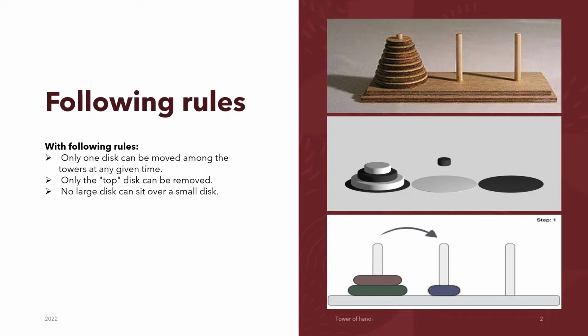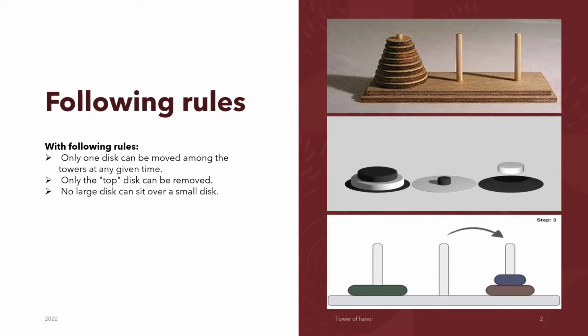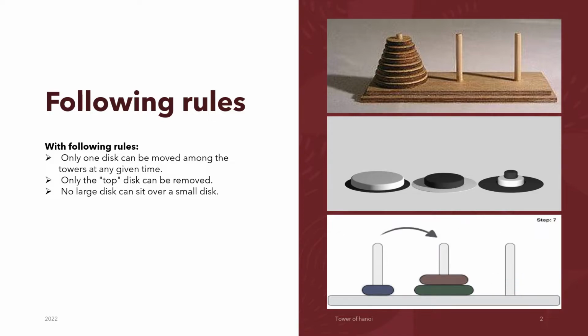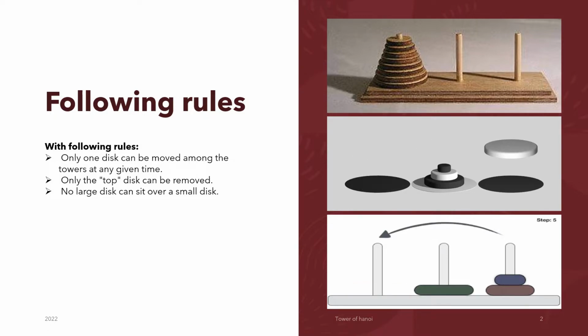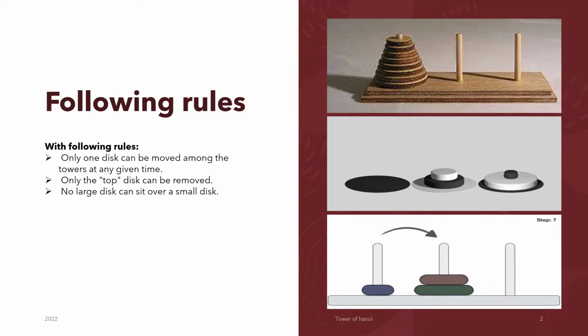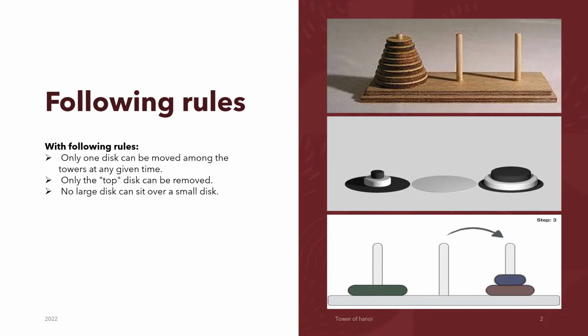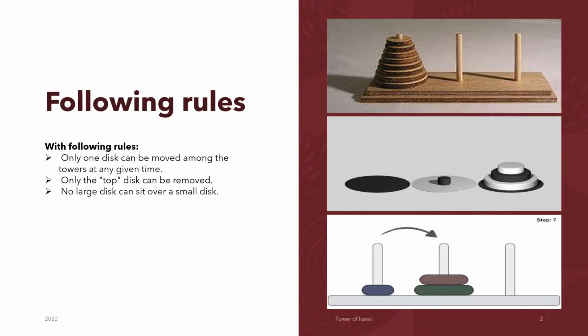Only one disk can be moved among the towers at any given time, so we cannot move two or more disks at a time. Only the top disk can be moved, so on a rod we can only move the disk at the top position to another rod, and no larger disk can sit on top of a smaller disk. Those are the rules to solve this problem.